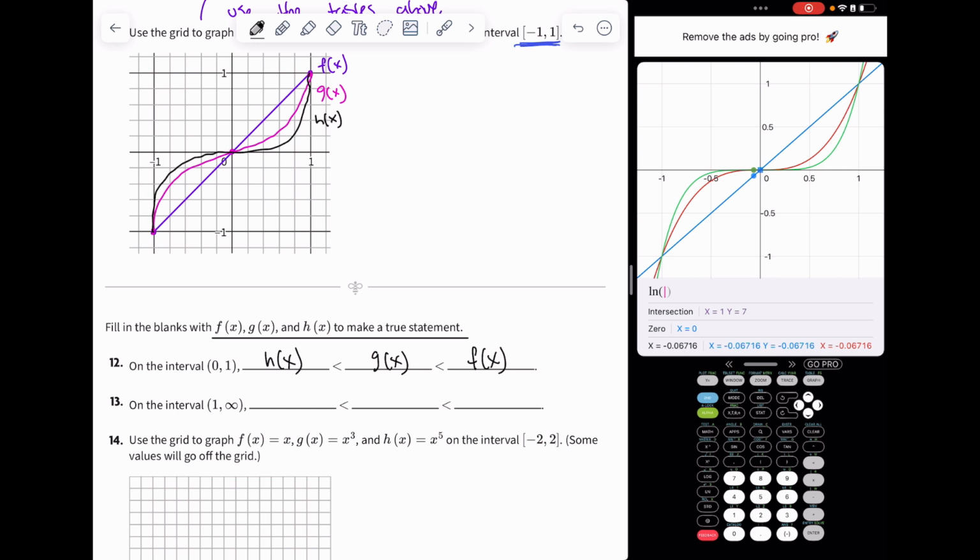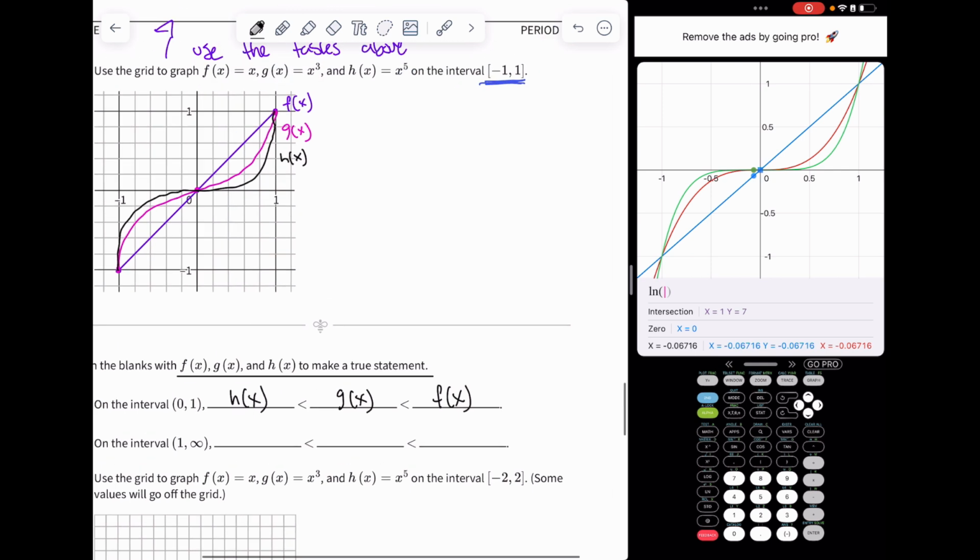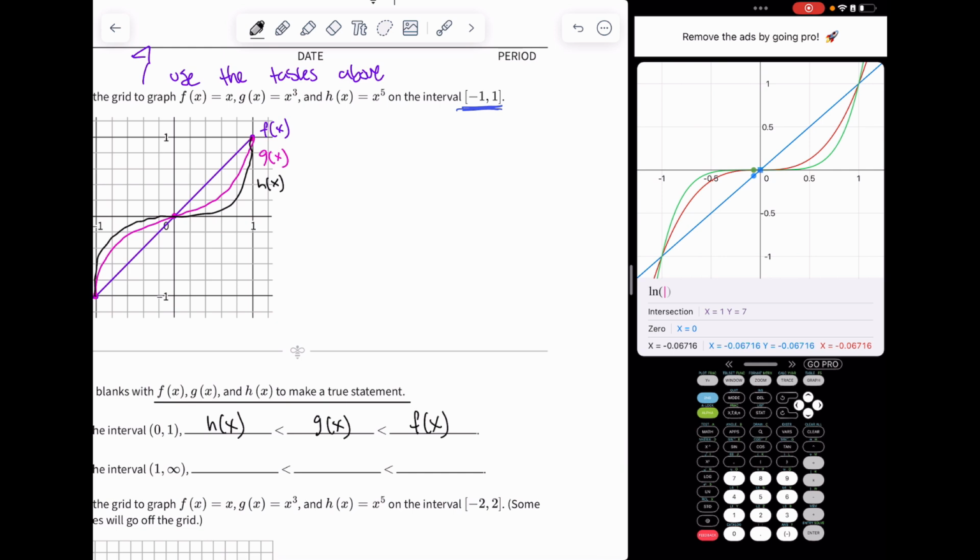Okay? Now between 1 and infinity. So we kind of need to think a little bit about if this were to go on forever and ever, right? So think about it in this graph. This h of x will go here. But then g of x and h of x would be going up, okay? And h of x is going to be going up faster.